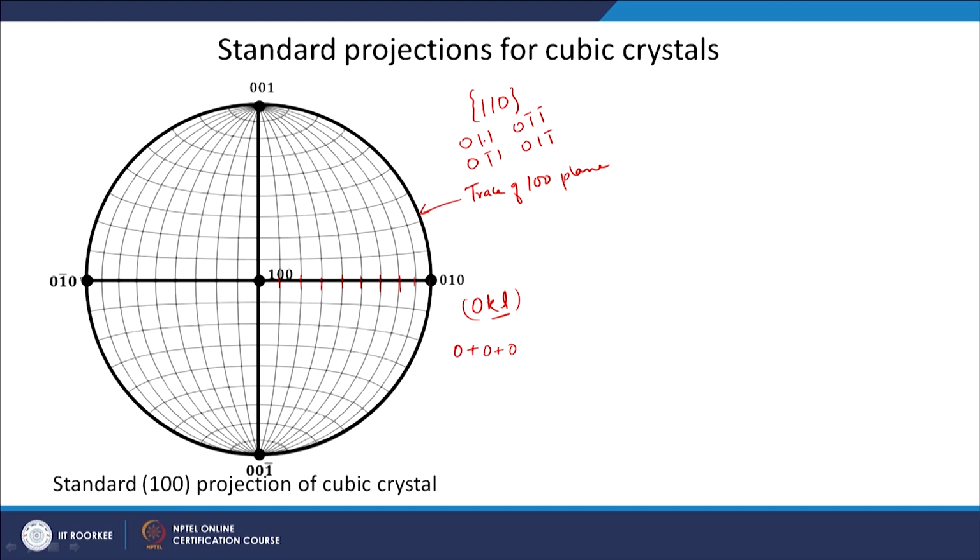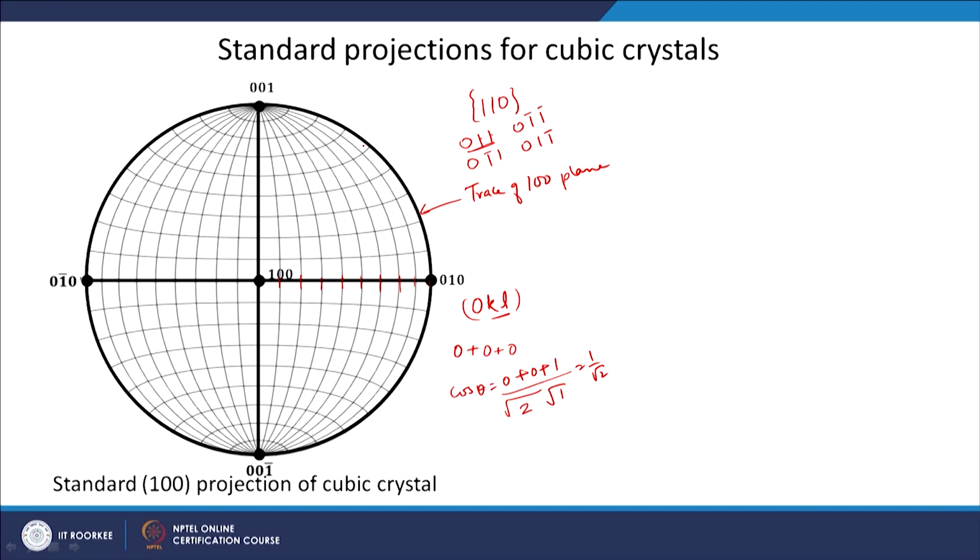We can also find the relationship of 0 1 1 with 0 0 1. We know that cos theta is equal to 0 into 0 plus 1 into 0 plus 1 into 1, divided by the square root of the sum of the squares of each. It will be under root 2 and under root 1, so this is 1 upon under root 2, which is 45 degrees. So this will be somewhere here at 45 degrees.